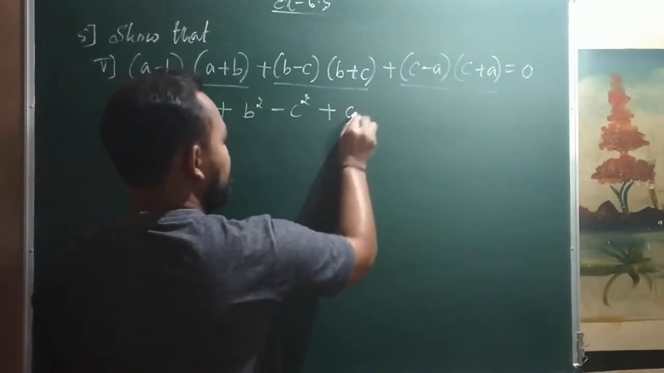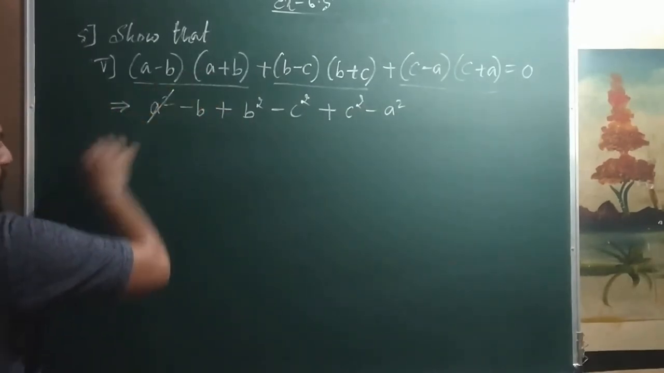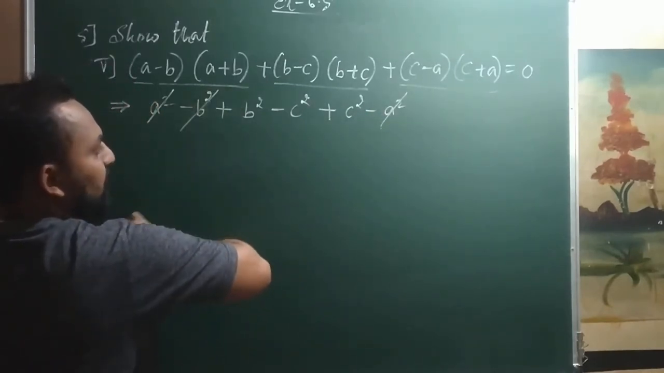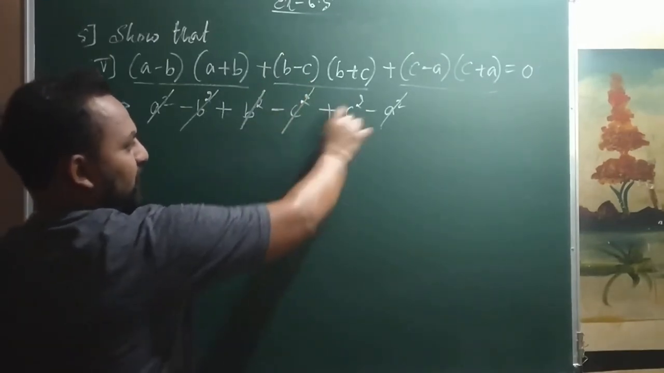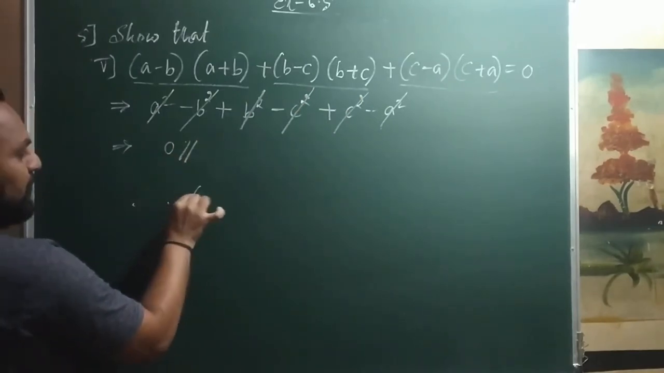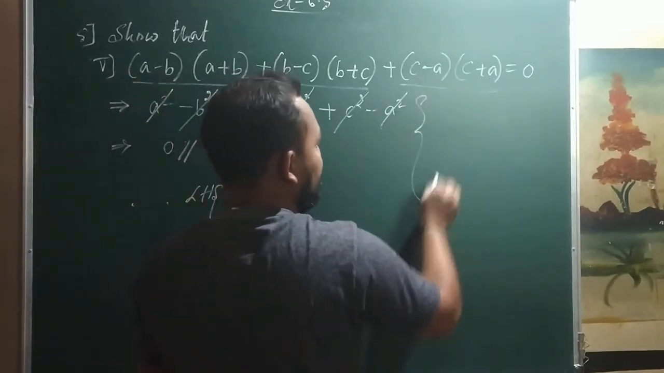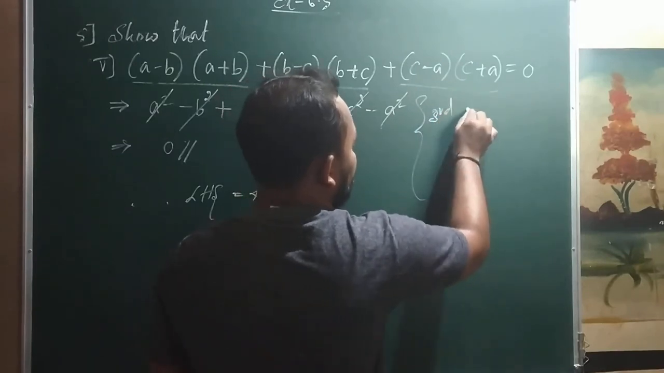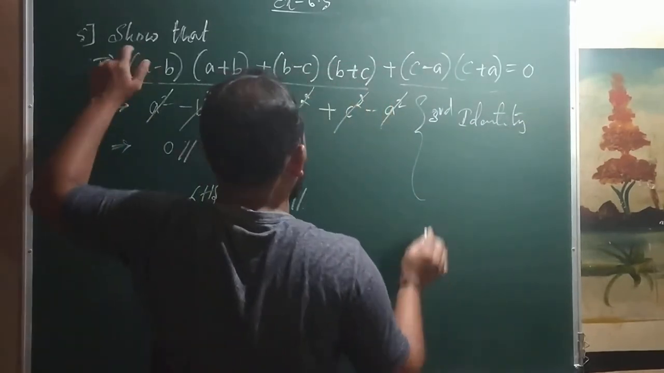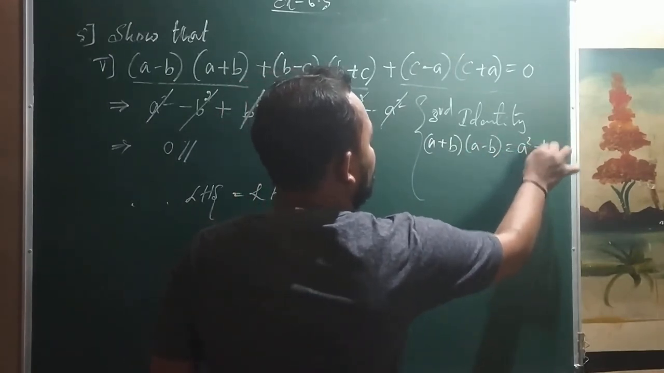Then c square minus a square here. The plus a square minus a square, plus b square minus b square, minus c square plus c square is 0. Therefore LHS equals RHS. Here this is the third identity. Here (a plus b)(a minus b) is a square minus b square.